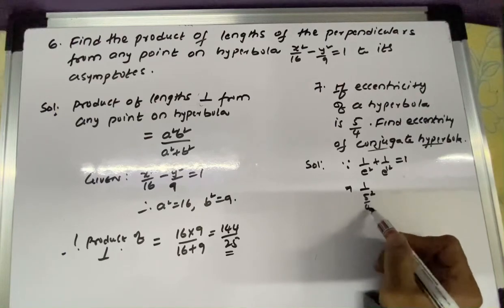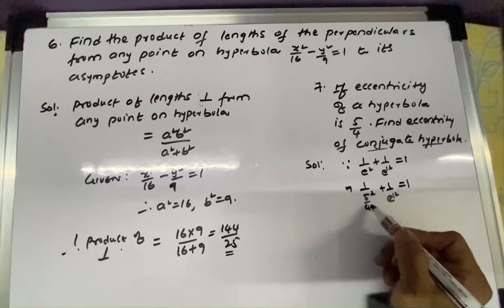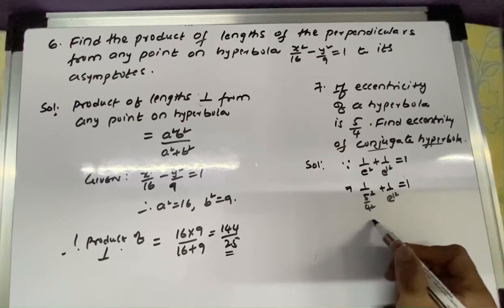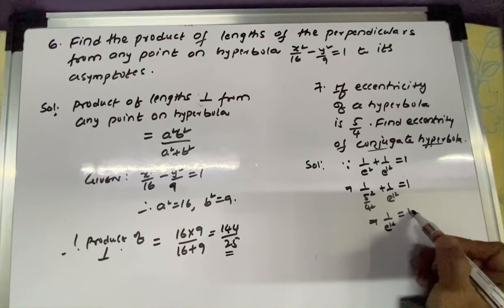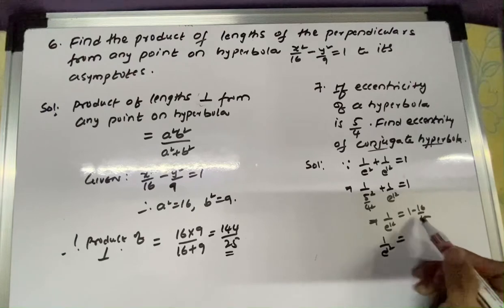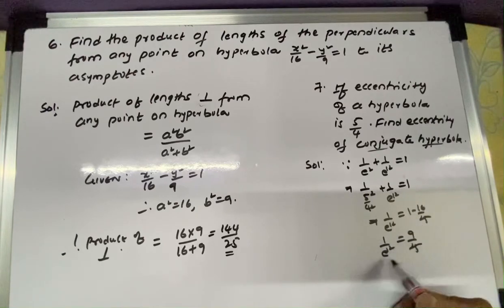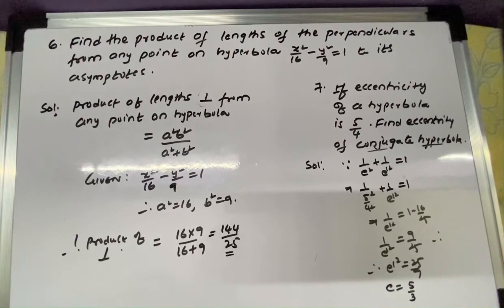5 square by 4 square plus 1 by e dash square equals 1. This is 16 by 25, which goes to that side, so 1 by e dash square equals 1 minus 16 by 25. So 1 by e dash square equals 25 minus 16, 9 by 25. Therefore, e dash square is 25 by 9. Therefore, e dash is equal to 5 by 3. So we got the value of the other eccentricity.